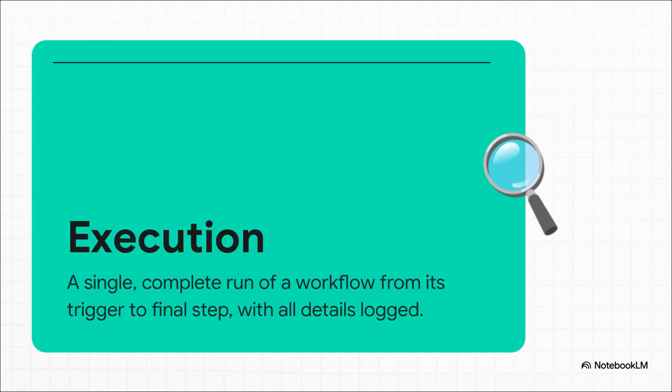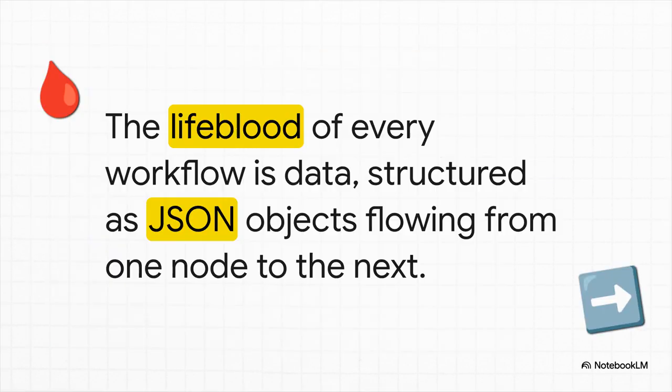Now, when your workflow runs from start to finish one time, that's called an execution. And this is awesome. n8n logs every single execution with a ton of detail. It's an absolute lifesaver when you're trying to figure out why something went wrong. So what's flowing between all these nodes? It's data. That's the lifeblood of the whole system.